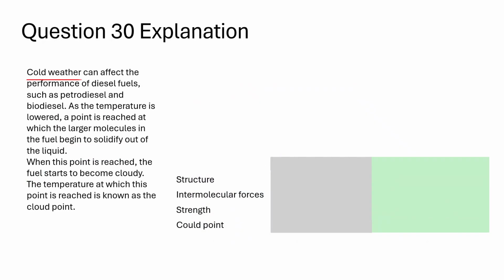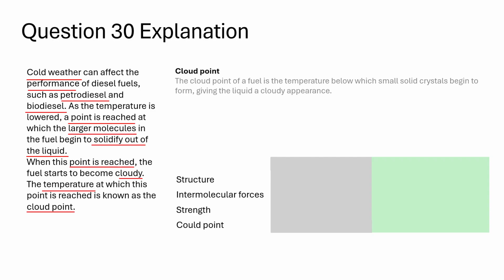Cold weather can affect the performance of diesel fuels, such as petrodiesel and biodiesel. As the temperature is lowered, a point is reached at which the larger molecules in the fuel begin to solidify out of the liquid. When this point is reached, the fuel starts to become cloudy. The temperature at which this point is reached is known as the cloud point. The cloud point of a fuel is the temperature below which small solid crystals begin to form, giving the liquid a cloudy appearance.